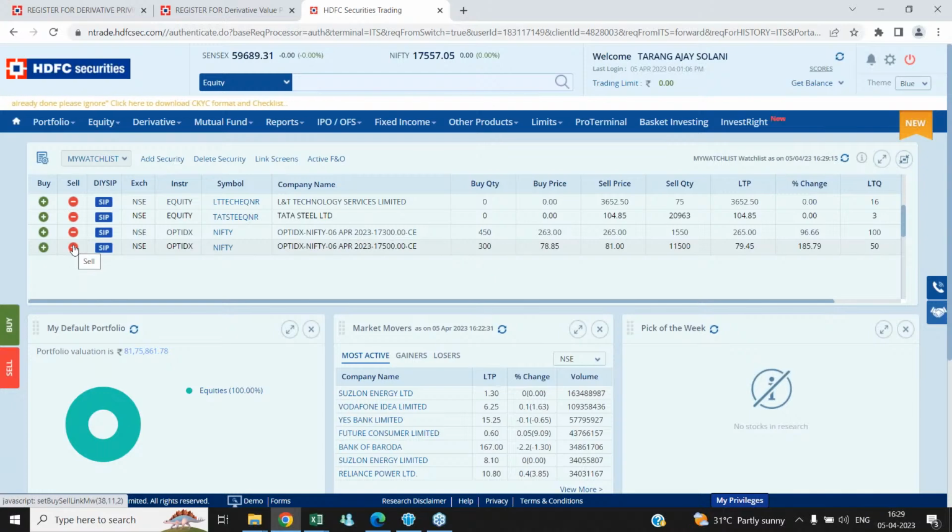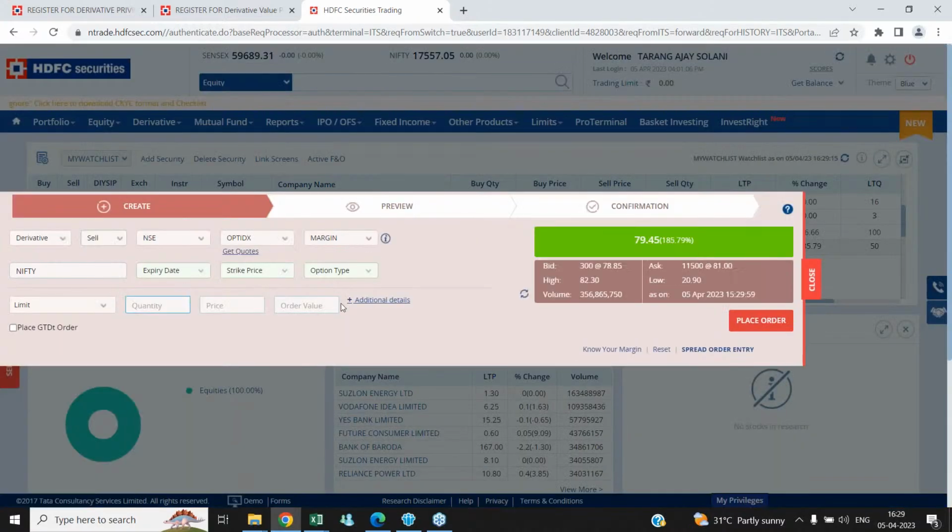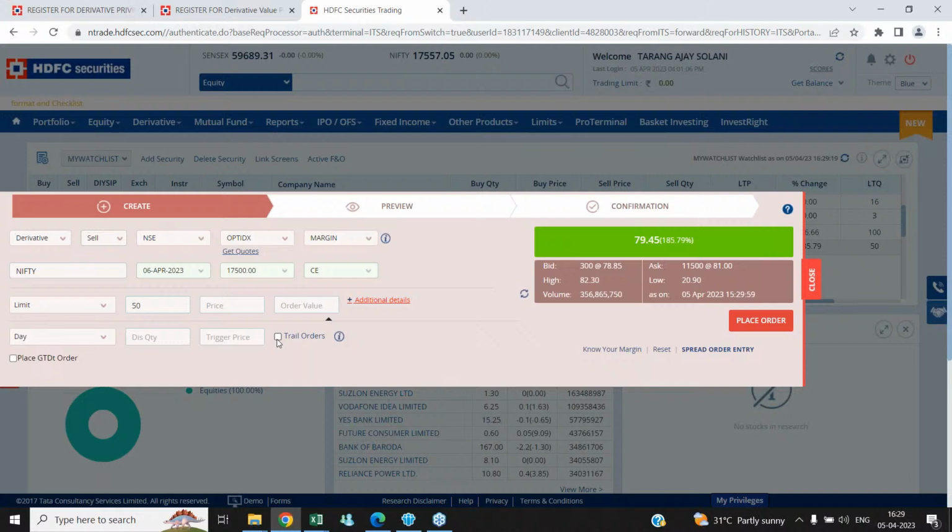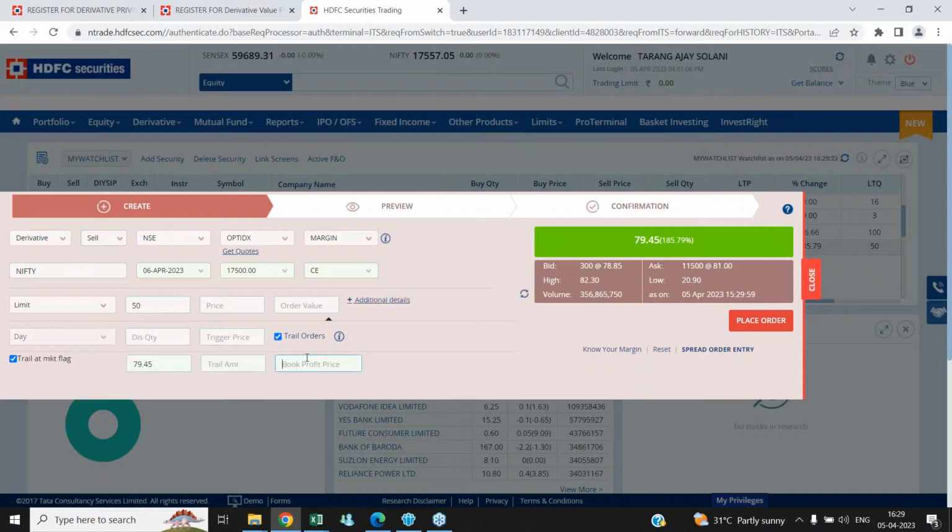So what you can do is click on minus, then click on additional details, and click on trailing stop loss order. In that you can place the target price, whatever you want. Suppose you want to book profit at 90 rupees. This is a trailing stop loss functionality, so at what interval do you need to trail your stop loss? Suppose you want to trail your stop loss at 10 rupees.